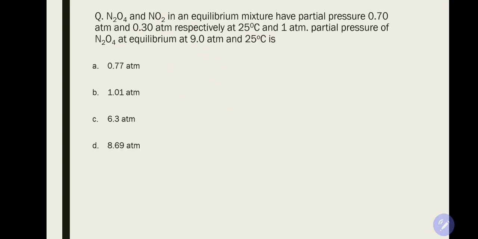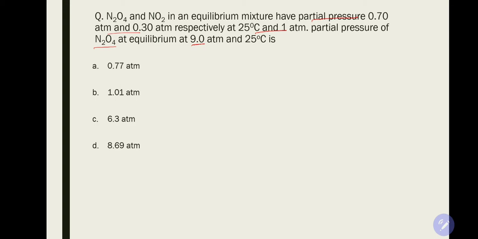The next question is: N2O4 and NO2 in an equilibrium mixture have partial pressures 0.70 atmosphere and 0.30 atmosphere respectively at 25 degrees Celsius. So the partial pressures of N2O4 and NO2 are given to you. At 1 atmosphere, the partial pressure of N2O4 at equilibrium at 9.0 atmosphere has to be found.